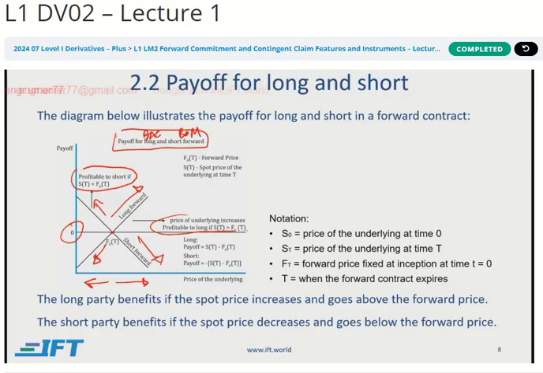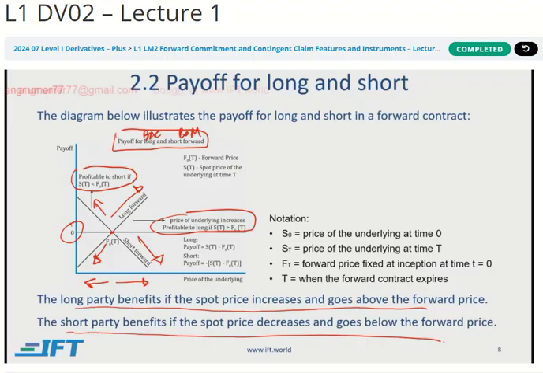So the long party is profitable when the price is going up, and the short party is profitable when the price is going down. The long party benefits if the spot price increases, and the short party benefits when the spot price falls.